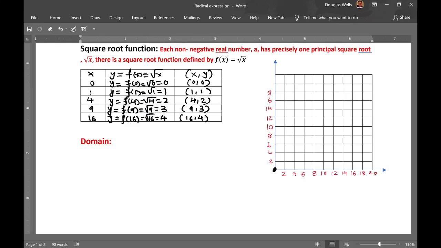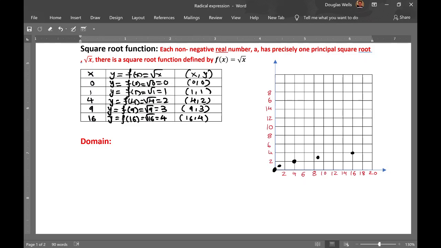0 comma 0 is this. 1 comma 1 is located up here. 4 comma 2 located up here. 9 comma 3, 9 is between 8 and 10, and 3 is between 2 and 4, right here. Next one is 16 comma 4, which is right here. And if we keep increasing our x values, our y values also keep increasing.